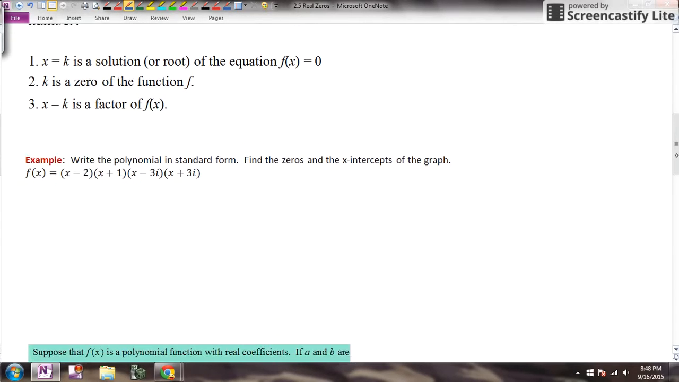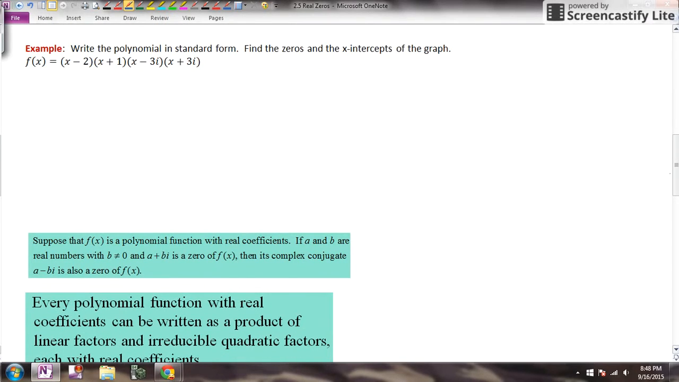So now finally, let's get down to this part down here where I have an example. And the first thing I want to show you is write the polynomial in standard form, find the zeros, and find the x-intercepts. So here you go. Look at this thing. It's all factored out for us. So writing it in standard form means I got to FOIL it all out. But I might do, if I call this A, and I call this B, and I call this C, I might have to do all different. I might do them in that order.